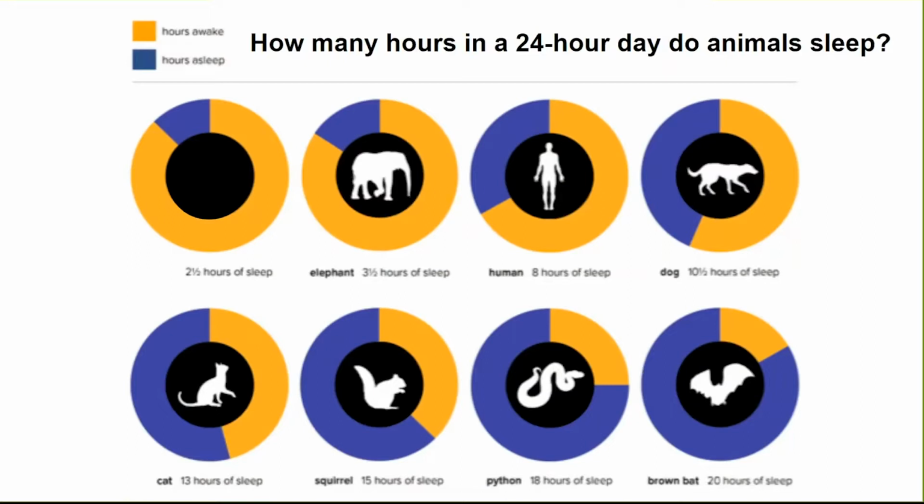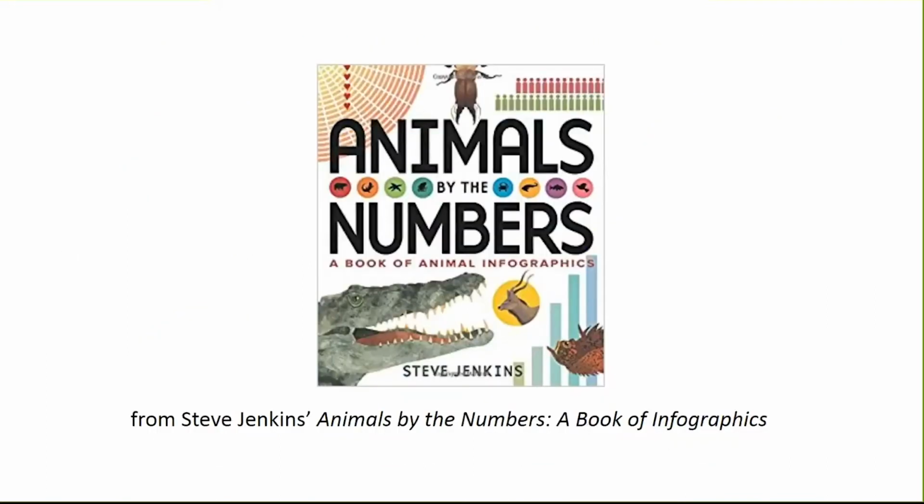Ask, what new information did we just learn? What do you think about the graph now? Which animal do you think sleeps less than an elephant? Finally, were there any surprises? For this particular slow reveal graph, the information was taken from the book Animal by the Numbers by Steve Jenkins.